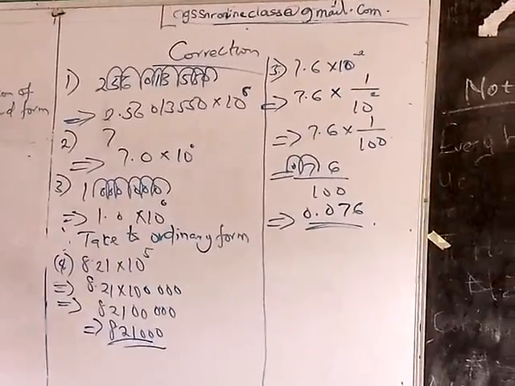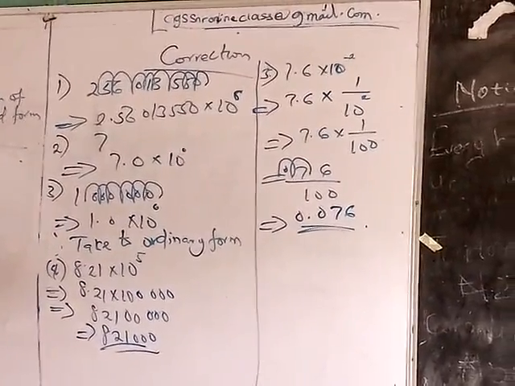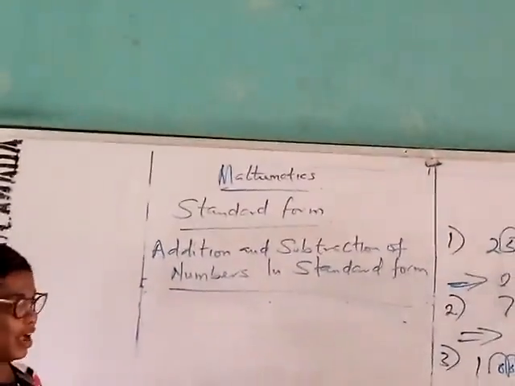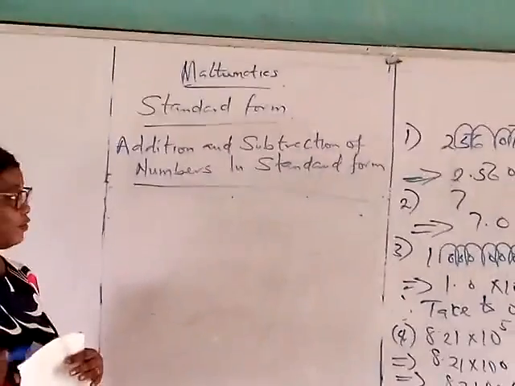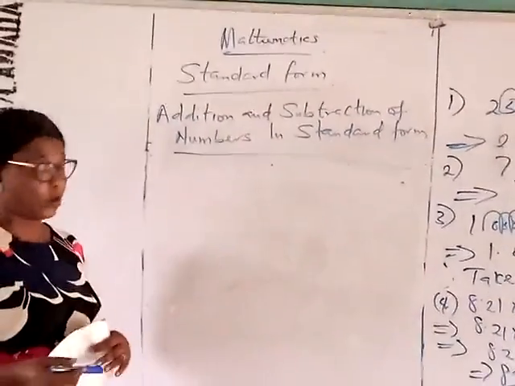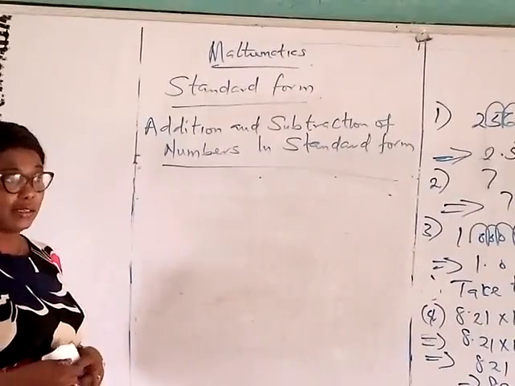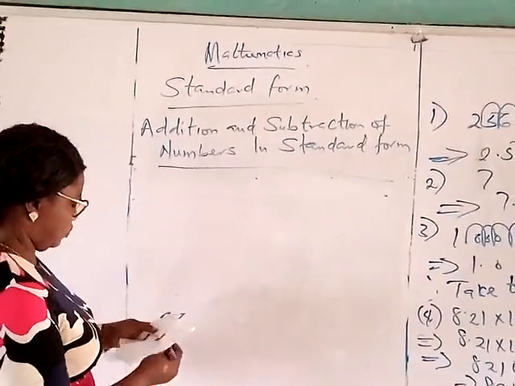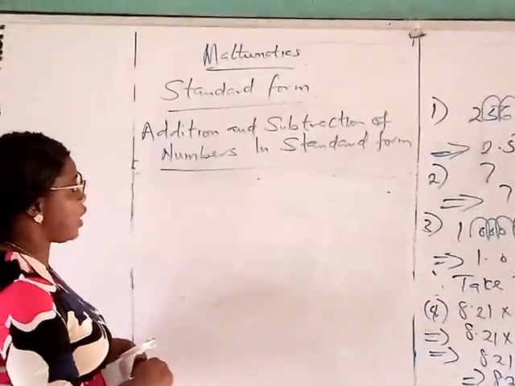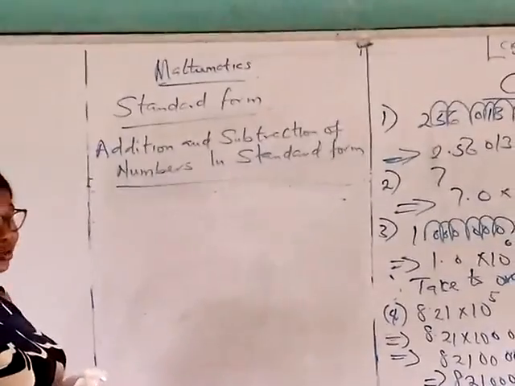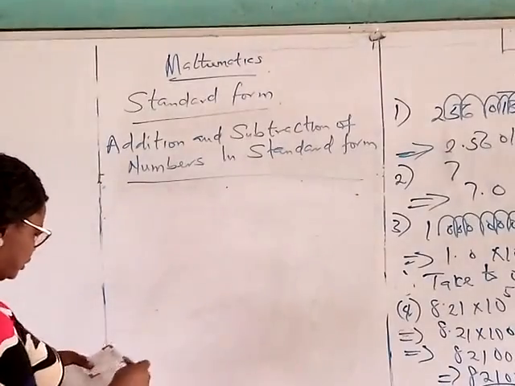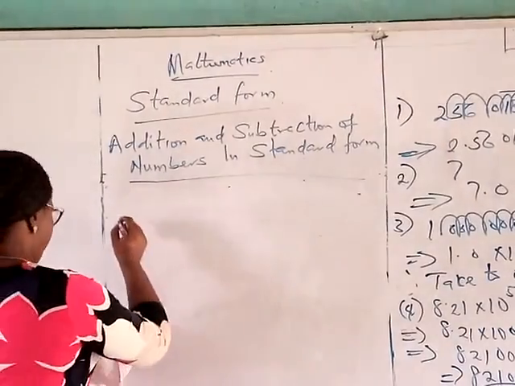But for today, we are going into addition and subtraction of numbers in standard form. When we have questions that are already in standard form and it now involves addition and subtraction, how do we go about handling such? That is the objective before us today: how we handle problems that deal with addition and subtraction of numbers in standard form. So I'll take some examples and see how we go about doing that.